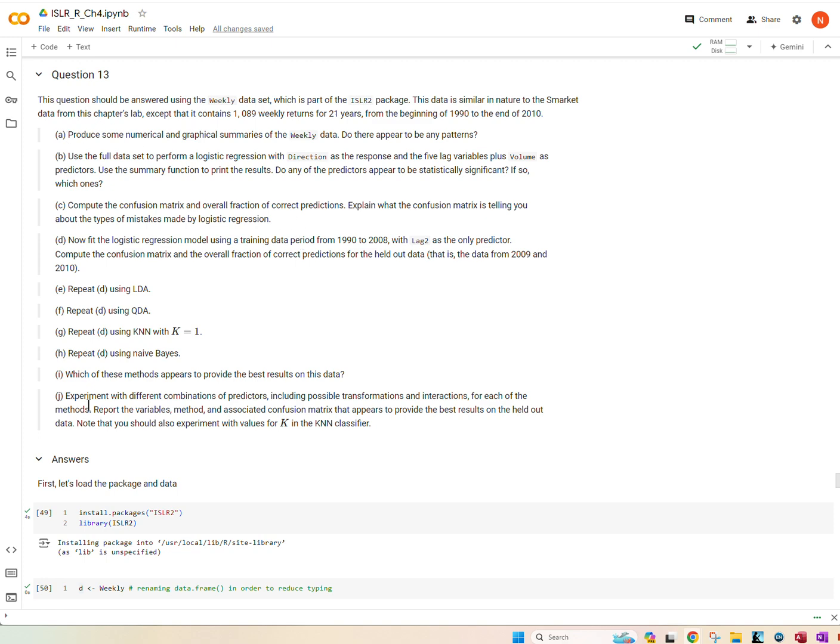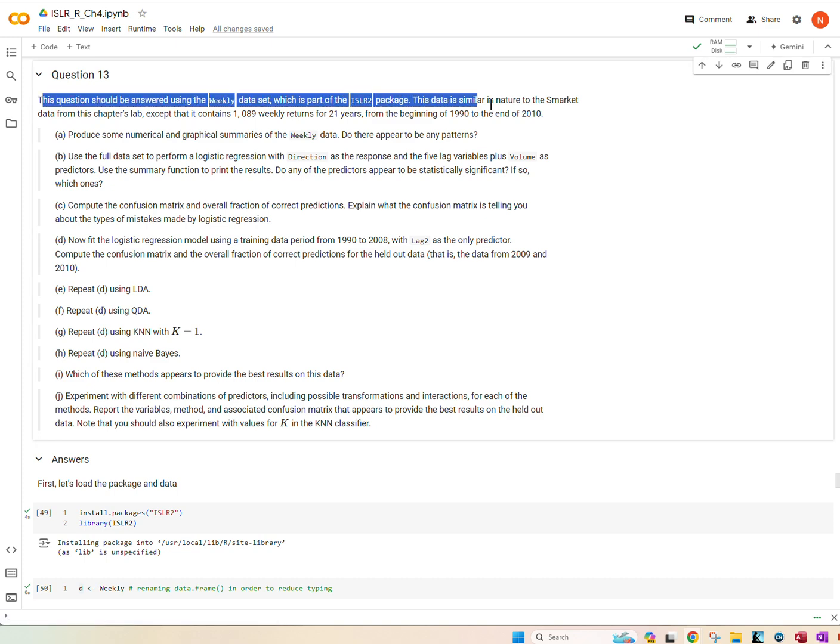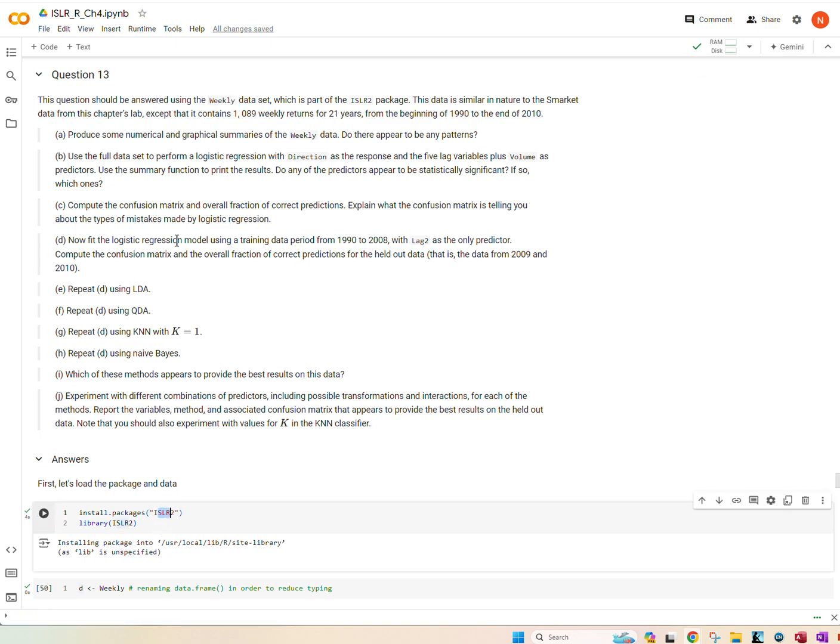this is a long question, parts A through J, and so we'll take them in turn. But what's important to all of them is that we're using a data set that is part of the ISLR2 package, which we will load momentarily, and it's called Weekly. This data set is very similar to a data set used earlier in the chapter called Smarket. We'll look at the data set here in just a moment.